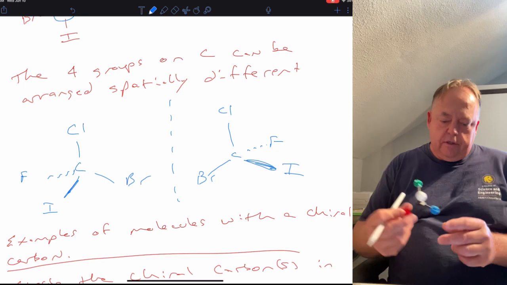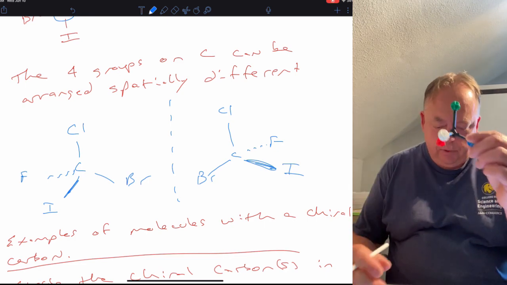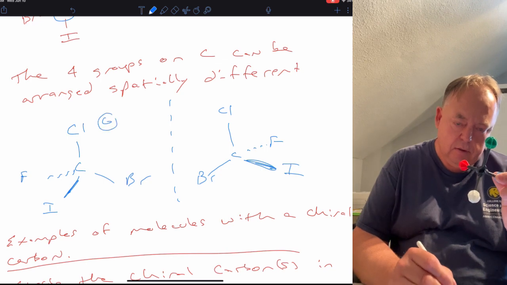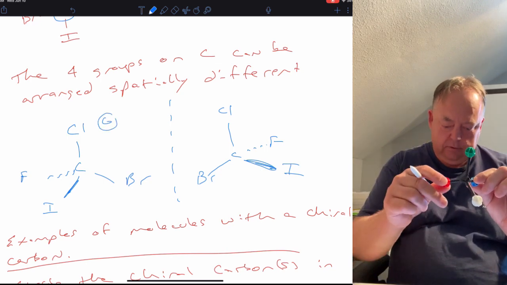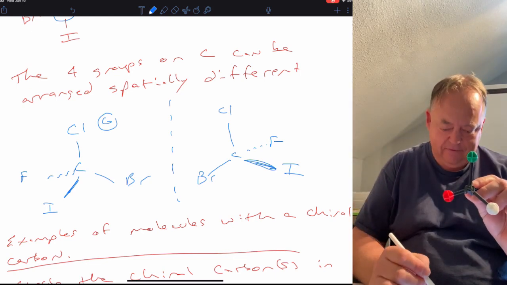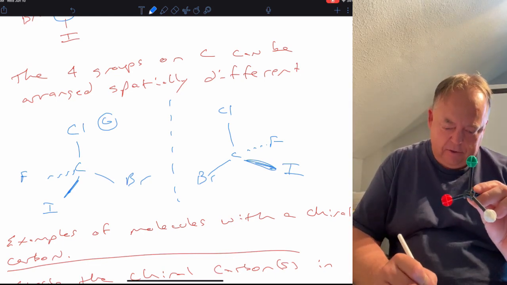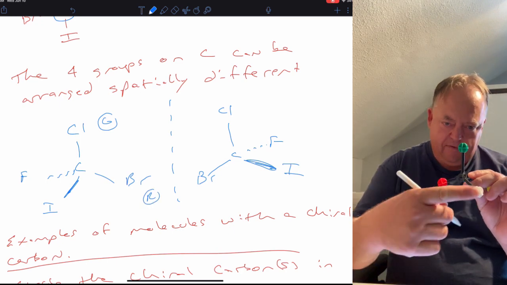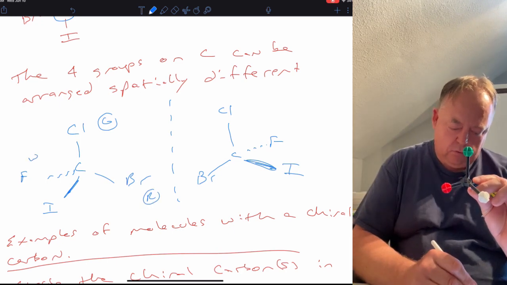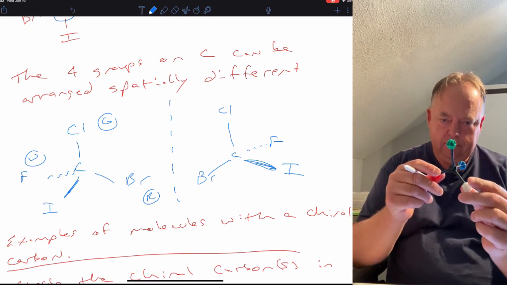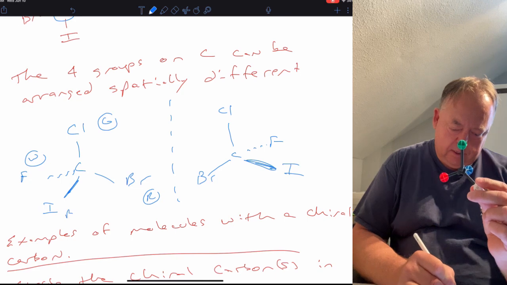So if you took one of these models, and if you just wanted to play with this yourself, let's just say the chlorine is green. And from my perspective, I don't know how it looks on the camera from your perspective, if it's reversed or not. So bromine is in red, and then this is going away from me, so that would be fluorine, we'll call that white, and this would be coming towards me, so the blue atom is coming towards me, so we would call that blue.